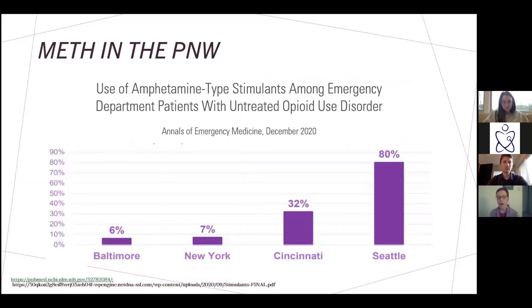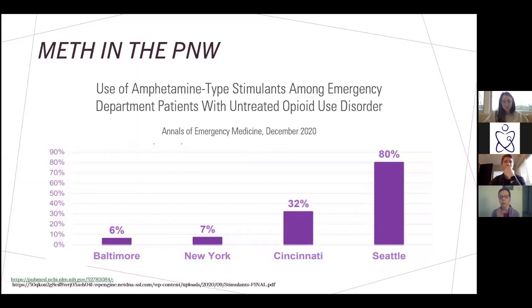Okay, so to start, this is something that will probably not be surprising to anybody, but there's a lot of meth in Seattle. And there are different ways of measuring and quantifying that, but I thought that this was a particularly striking example. This was a paper published in December 2020, basically looking at all patients who come into the emergency room who have untreated opioid use disorder.